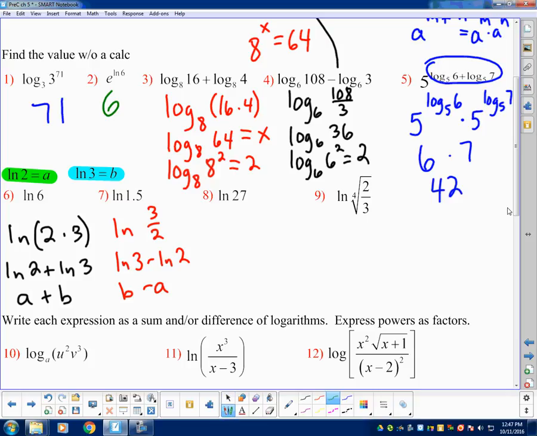So how could I rewrite ln of 27 as ln of 3's or ln of 2's? Yeah. Yep, 3 ln of 3. So this is the same as ln of 3 cubed, which by the power law is 3 ln of 3. And if I replace ln of 3 with b, I get the expression 3b.